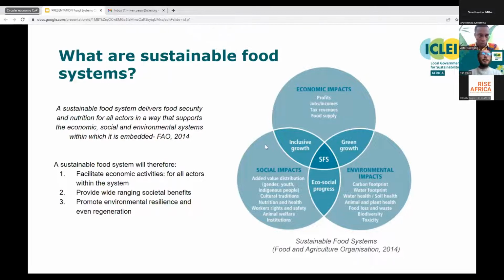So in order to change this, it's very helpful to develop a coherent conceptualization of what sustainable food systems actually are. The most widely recognized definition is one proposed by the Food and Agriculture Organization, which describes a sustainable food system as a food system that delivers food security and nutrition for all actors in a way that supports the economic, social, and environmental systems in which it's embedded, promotes environmental resilience and even spurs regeneration.